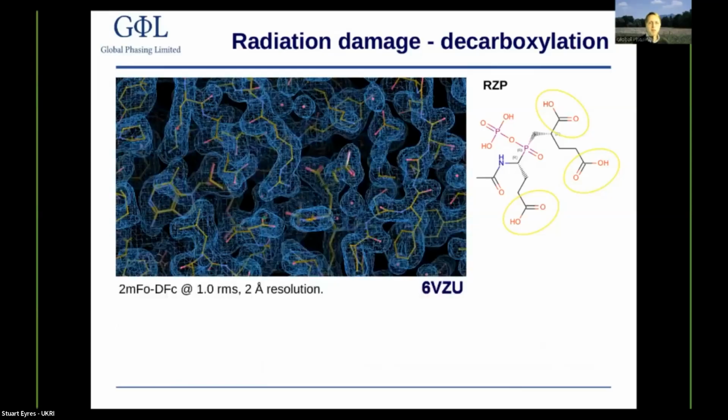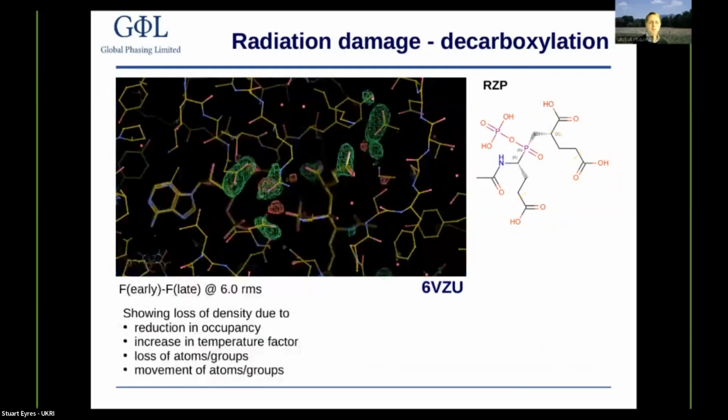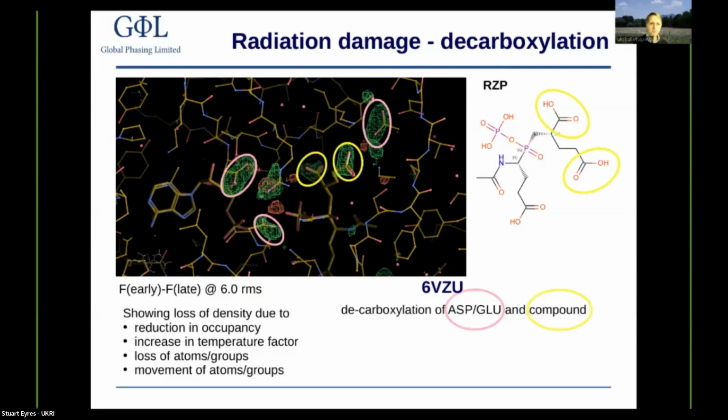So the electron density map of this binding site in 6VCU is very nice and clear, but the so-called F early minus F late maps show some very large features at several functional groups. This kind of difference map will be positive where electrons are present in the early data but have disappeared in the late one. And it is negative where new electrons have appeared in the late dataset, but this is often a much less pronounced feature.